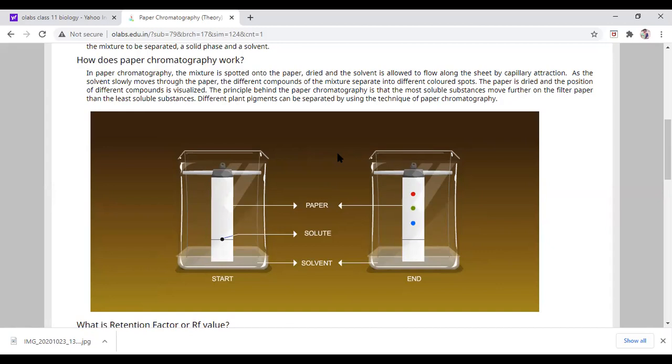Okay, so here the paper is dried, and we are applying the mixture to be separated on the paper at one spot, that is the solute spot. Then the principle is that the soluble substances will dissolve in the solvent and then move upward with the rising of the solvent.